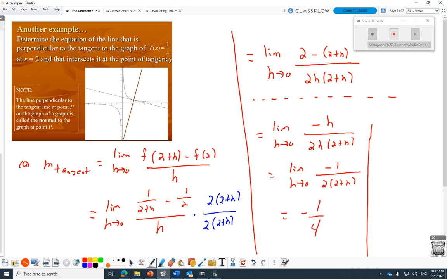What happened after the dotted line was not exciting. It was easier algebra than the cubic was. And then part B is m perpendicular would be 4, and then my equation is 4 bracket x minus 2 plus 1 over 2.